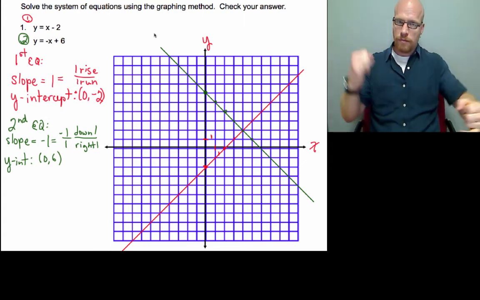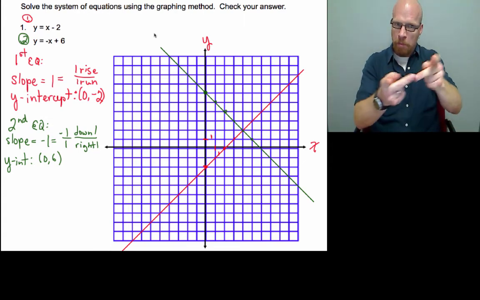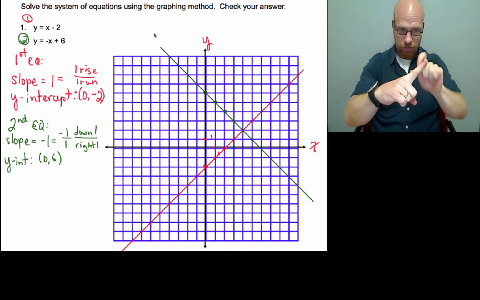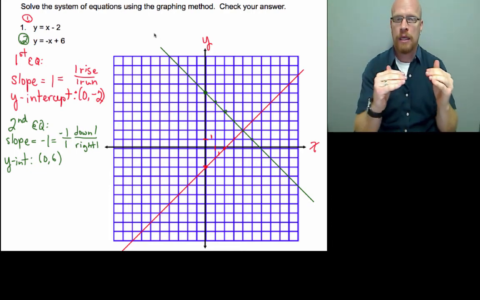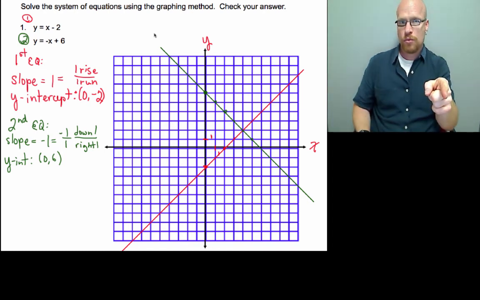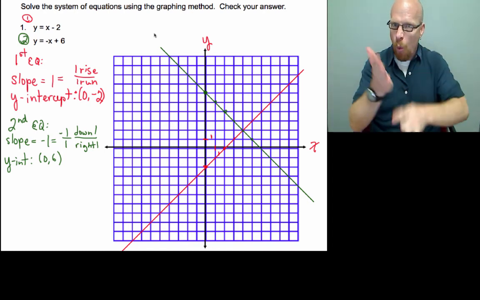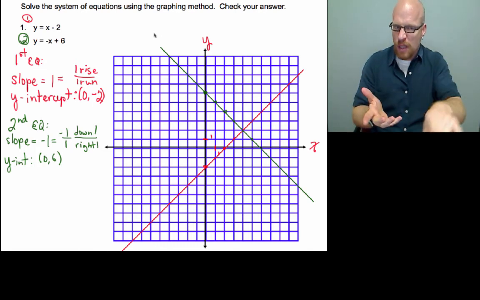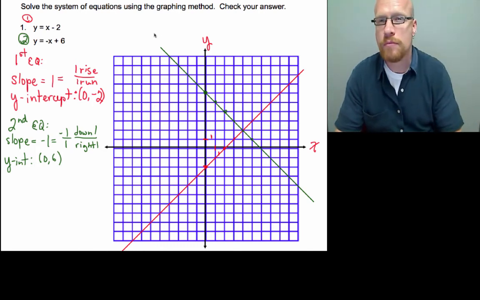Now you can see we have two lines, one red line and one green line, and they cross at a specific place. That place where they cross, that point, is the solution to both equations. That's the answer we need. Let's figure out what the y value and x value is for this point.